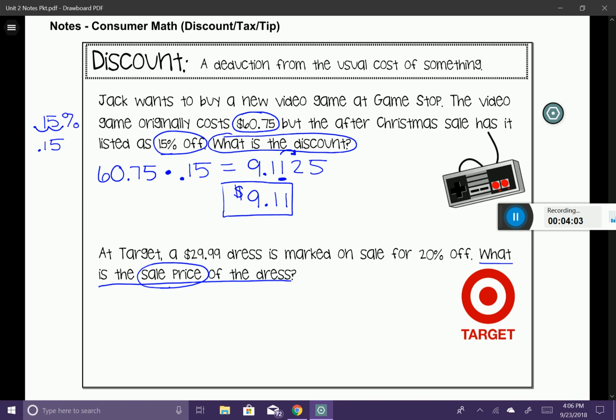So let's go ahead and figure out this Target question. The dress is $29.99 and it's 20% off. So we need to figure out what 20% of that number is. So I'm going to go ahead and multiply it by my 20%, which is 0.20. I'm going to go ahead and calculate that, and feel free to use your calculator to do this. And I'm going to write out the whole number that is on my calculator. So, 5.998.